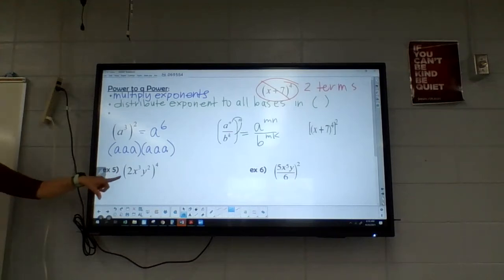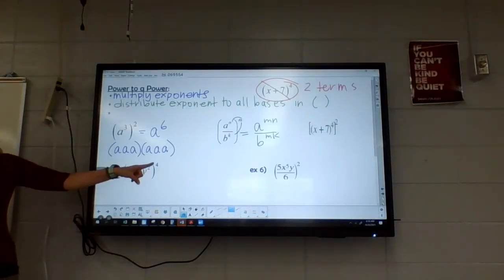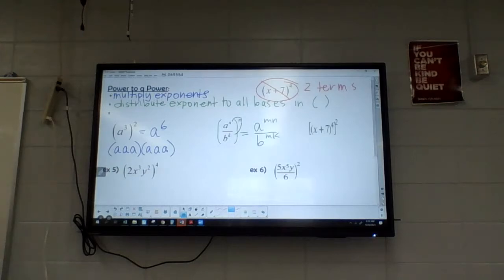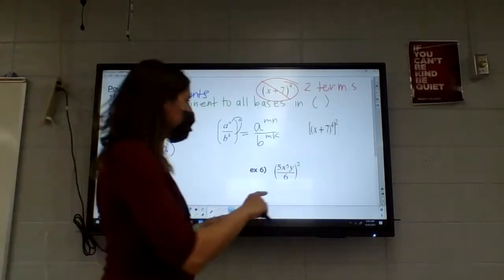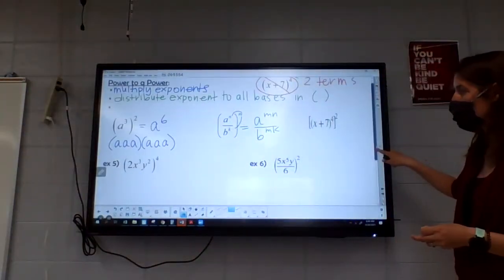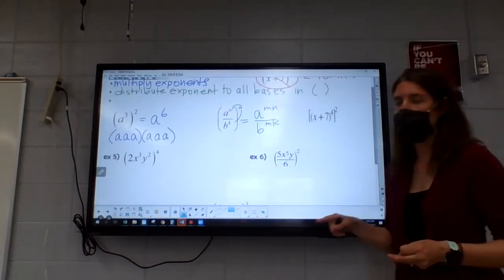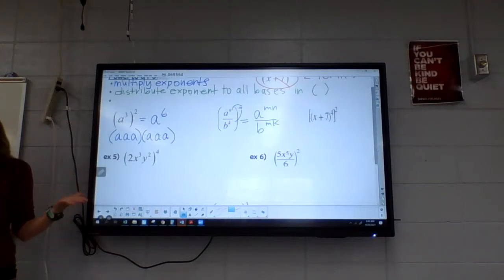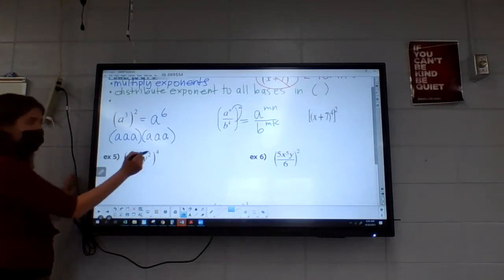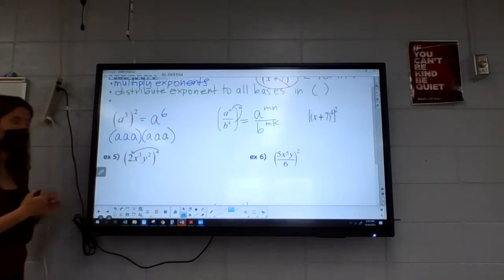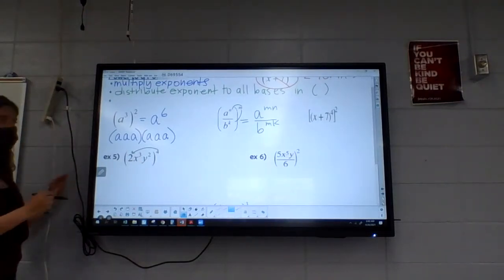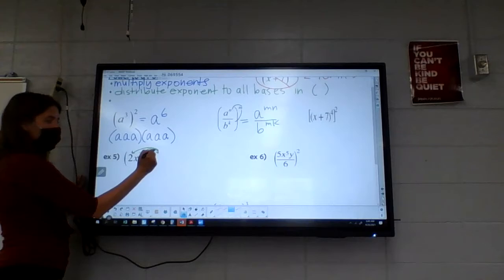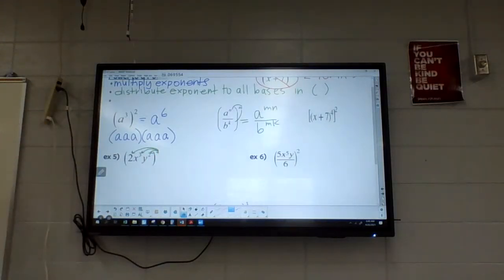So this example 5, all the bases need to get this 4th power. How many bases are in example 5? Can you tell how many bases there are? How many like big numbers are there? So is 2 a base? It's a coefficient, but technically it's a base. So the 4 is going to go on the 2. But it's also going to go to the x and to the y as well. So it's going to go to all the bases.